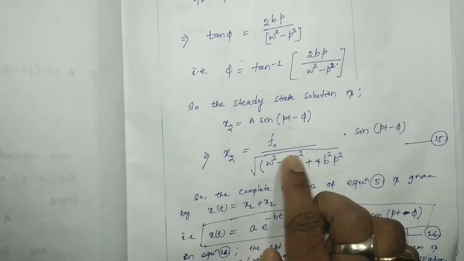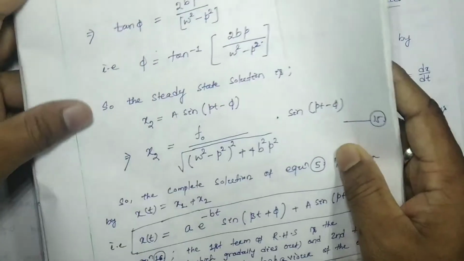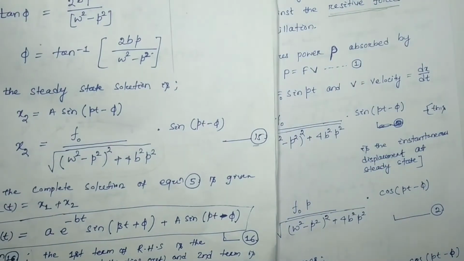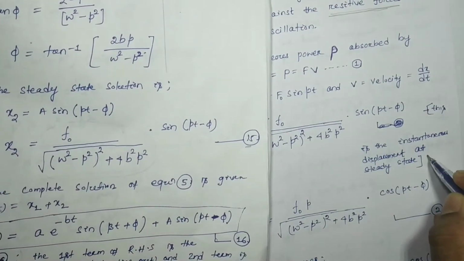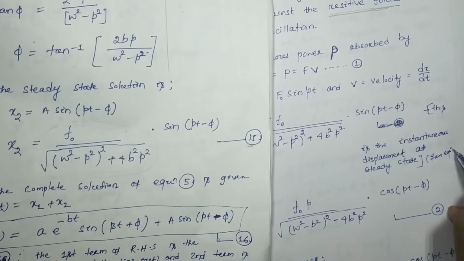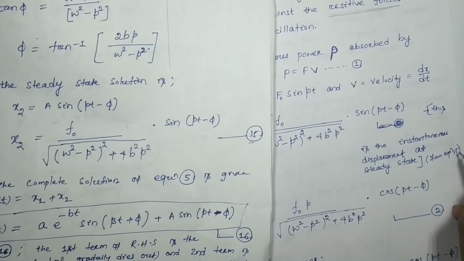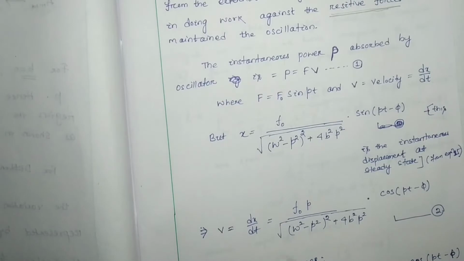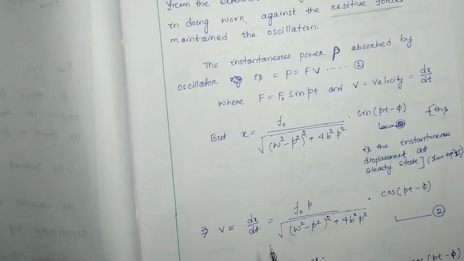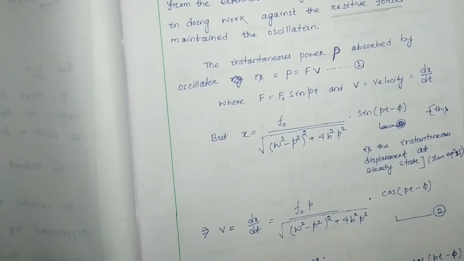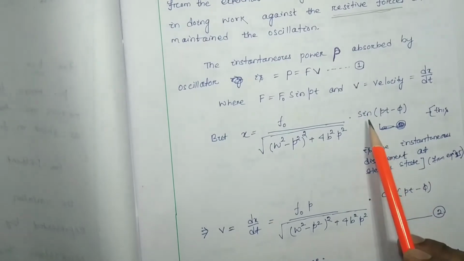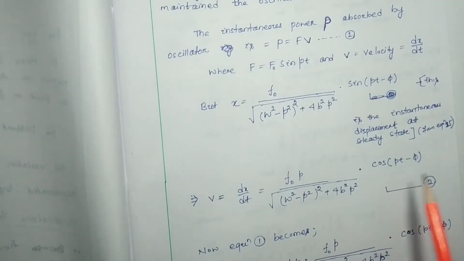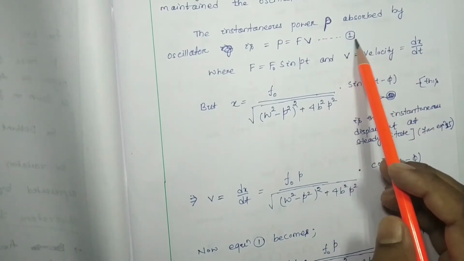See this one, F0. This is your equation number 15, so from equation number 15, V will be dx by dt. Taking the first derivative with respect to t, it will be p into cos of pt minus phi. Let this be equation number 2, and the earlier one be equation number 1.